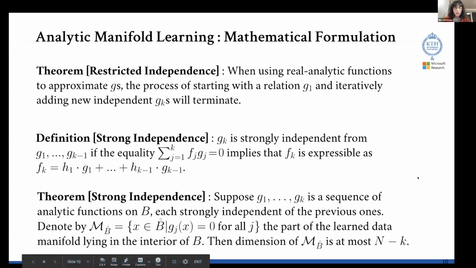And this is basically because we start with high dimension, meaning all the ambient space, and we cut down dimensions. Now we can show that we cut down dimensions each time we add a new g sub k. So in a sense, we could hope that with a finite, terminating process, we would eventually describe the whole space. And with strong independence, we know that each relation contributes a certain amount in terms of how we cut down the dimensionality.